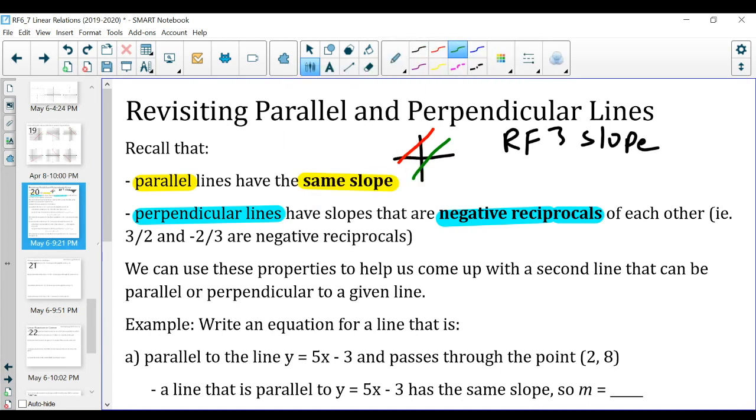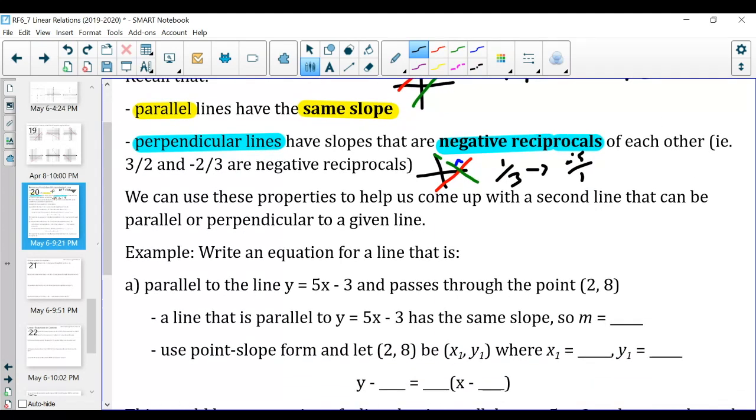So again, a really quick refresher here. Let me do that in black. If we have perpendicular lines, it essentially means that those lines are going to meet at a 90-degree angle. And the only way they're going to do that is if their slopes are negative reciprocals. So remember, negative reciprocals are two numbers that when you multiply them together, give you a product of negative 1. So for example, if I have a slope of 1/3, my negative reciprocal is going to be negative 3 over 1.